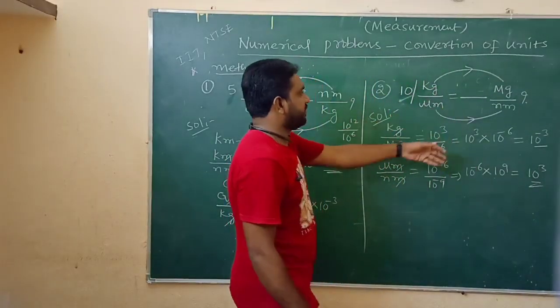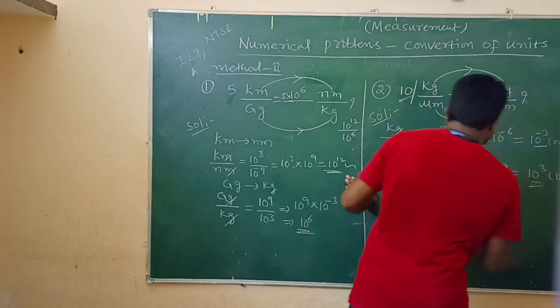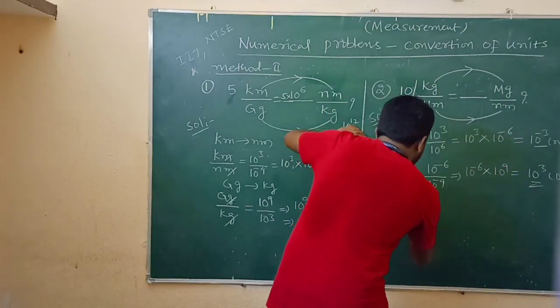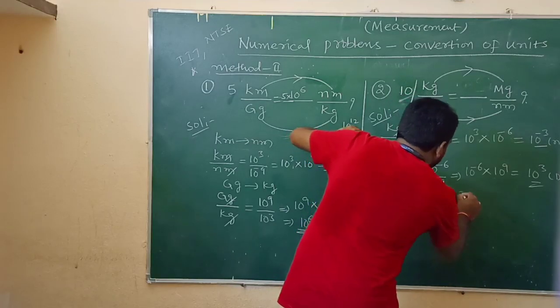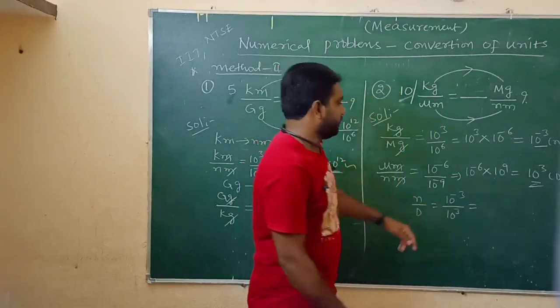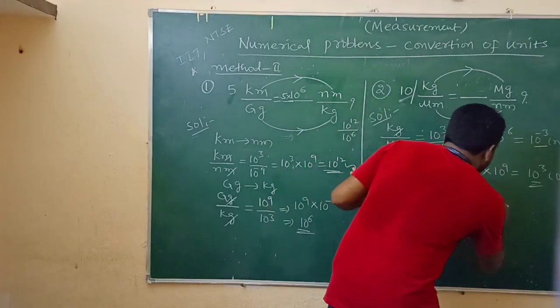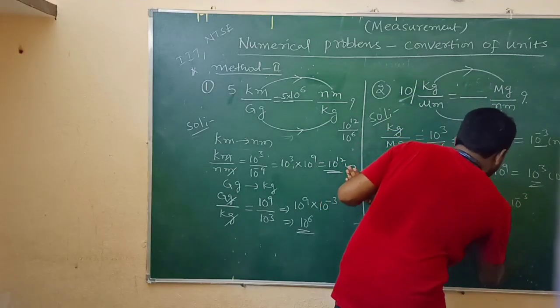Okay, now what do we need to do to find the answer here? This is the numerator part and this is the denominator part. So numerator by denominator, how much will we get? Numerator by denominator equals 10 to the power of minus 3 by 10 to the power of plus 3. After simplification, 10 to the power of minus 3 into, if it is put outside, 10 to the power of minus 3. What will we get here? 10 to the power of minus 6.